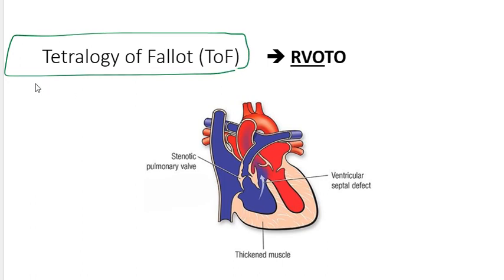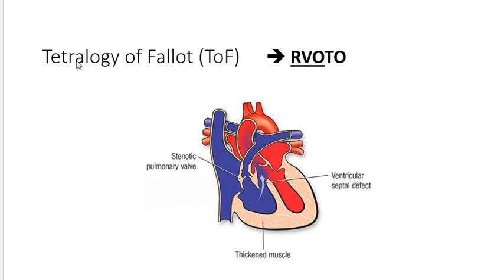So tetralogy of Fallot, tetra means four. There are four problems which are happening here, okay? So what are these four? You have pulmonary artery stenosis, you have right ventricular hypertrophy, you have VSD, and you have an overriding aorta. The aorta does not come out of the left ventricle, but it comes out in between the left and right ventricles, okay? So that is the tetra.